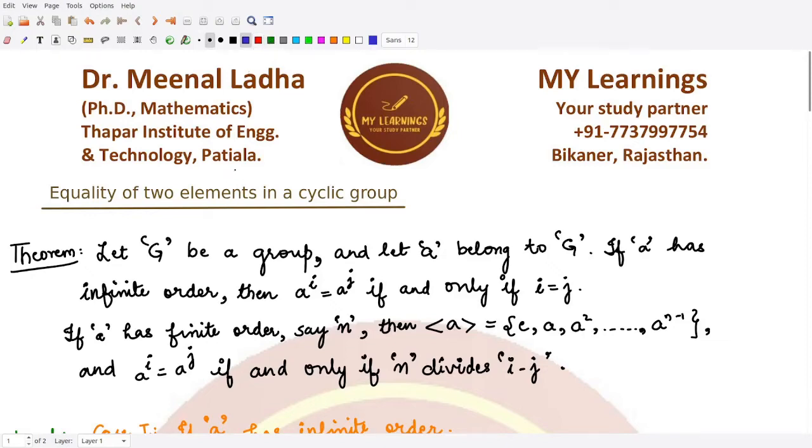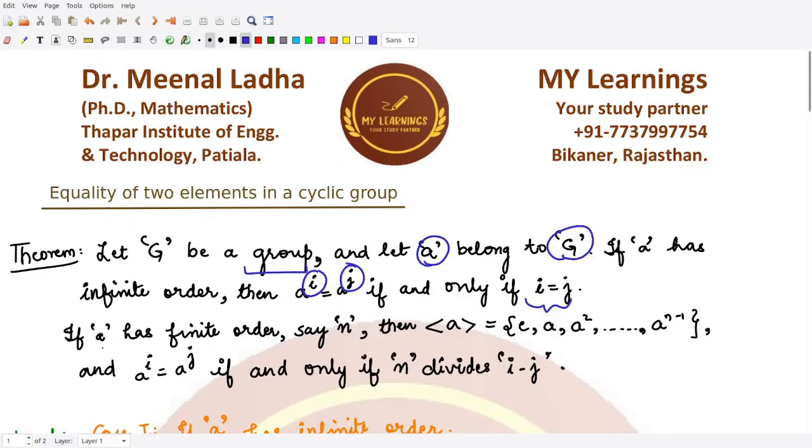This theorem tells us that if G is some group, and A is any arbitrary element from this group G, then if this element A has infinite order, we say that A to the power i is equal to A to the power j if and only if i is equal to j. That means the two indexes are equal to each other whenever the element raised to those powers is also equal, and vice versa, whenever the order of the element is infinite.